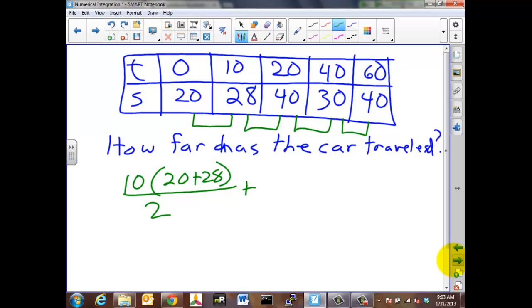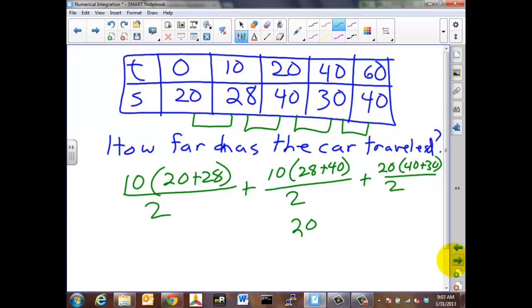What about for the second one? It's 10, 28 plus 40 divided by 2. Does everybody know where the divided by 2 is coming from? Because that's the area of a trapezoid formula, okay? What about the next one? 20, 40 plus 30 divided by 2. And the last one is 20, 30 plus 40 divided by 2.